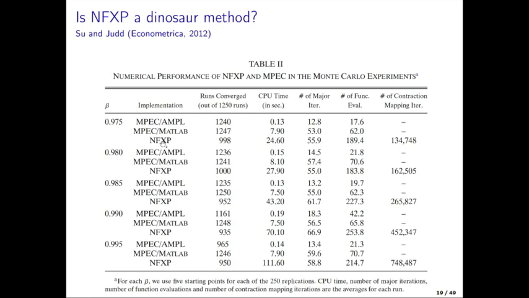This is not, and this is NFXP. I'm going to go more into details, but what it's doing is for every evaluation of the likelihood function, it's solving the fixed point problem. Now, what are they counting here? Let's start with the first one. This is the number of runs converged. This is the CPU time, and this is the number of major iterations. When you're maximizing a function, you're taking some iterations, and this is counting how many of those iterations you are taking.